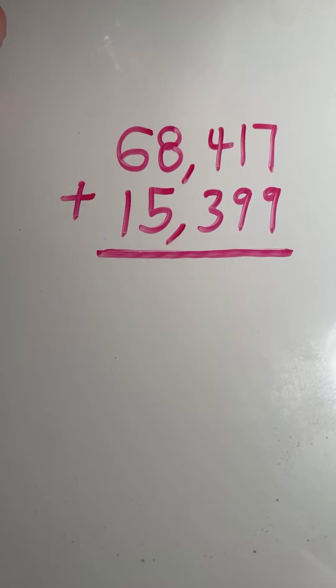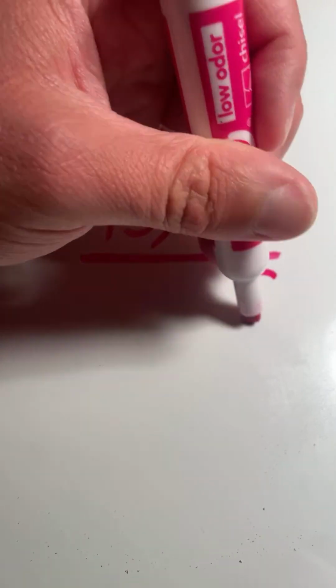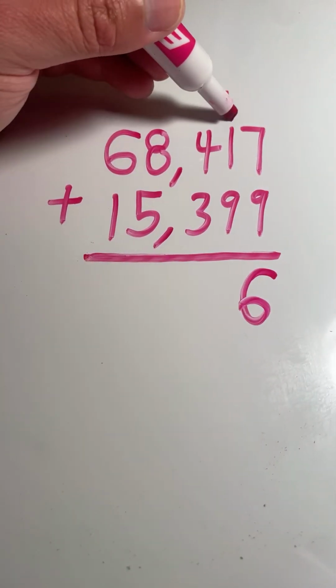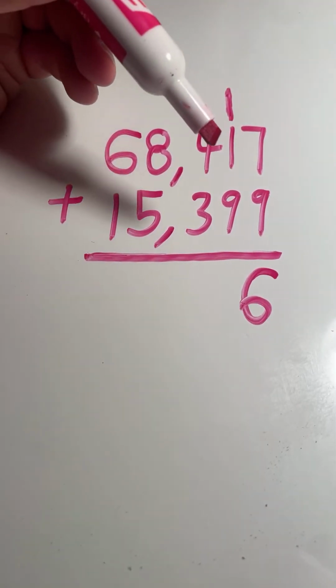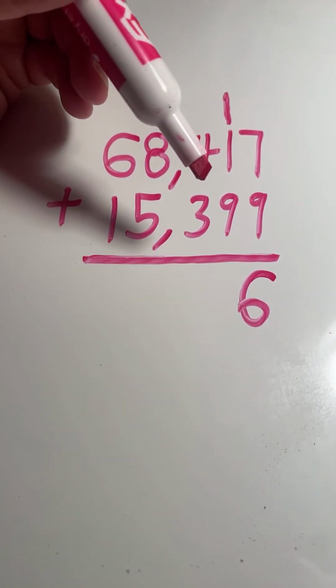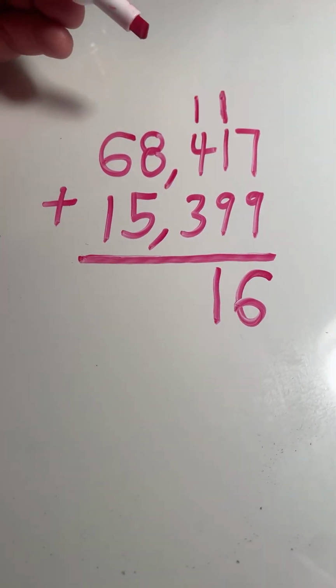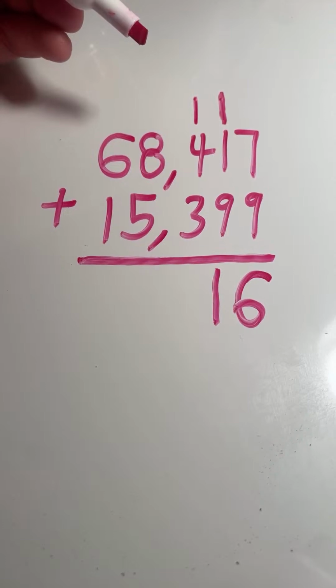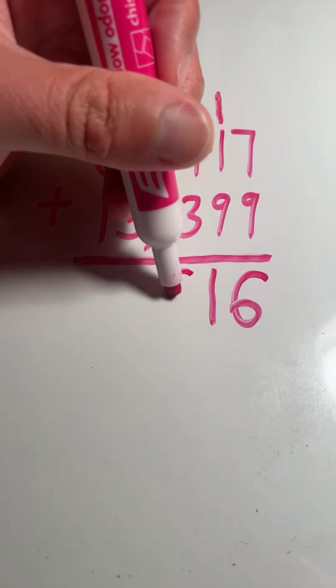All right, next step, we're going to add the number in the ones place. 7 plus 9 equals 16. 6, carry the 1. 1 plus 1 plus 9 equals 11. 1, carry the 1. 1 plus 4 equals 5. Plus 3 equals 8.